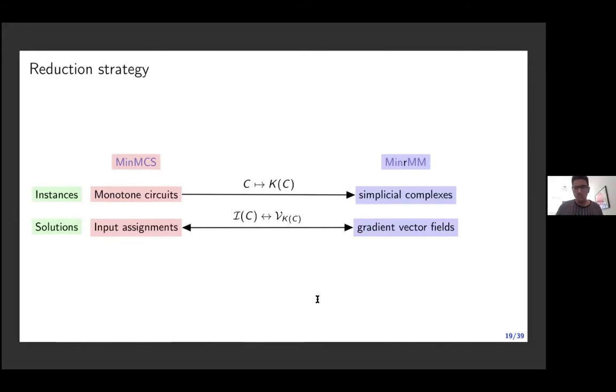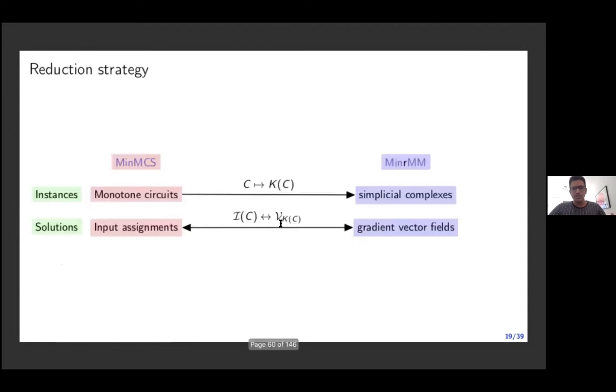So what does it mean to have a reduction? The idea is that you have input instances which are monotone circuits, and you want to transform them to simplicial complexes. And then you have solutions on this side, which are input assignments, and you have gradient vector fields as solutions for reduced Morse matching. And then you want to have a way to go back and forth between the solutions. And this has to be done in a way in which the objective values and the optimal values are nicely related. And this I'll make slightly more precise at the end of the talk.